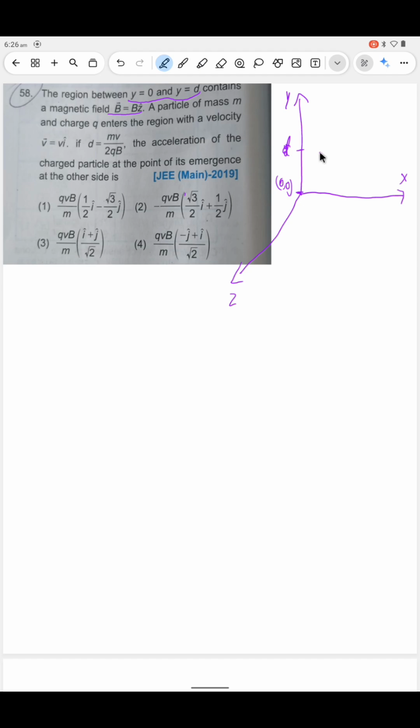Now the magnetic field is out of the plane. Since in this question it is not clearly mentioned whether y equal to d is on the positive axis or negative axis, we can also take it on the negative y axis. Otherwise, we won't be able to solve this problem as per the given condition. So the magnetic field lies here, and this is the point D.